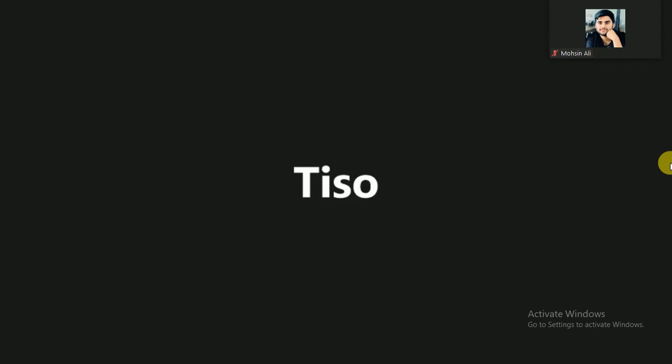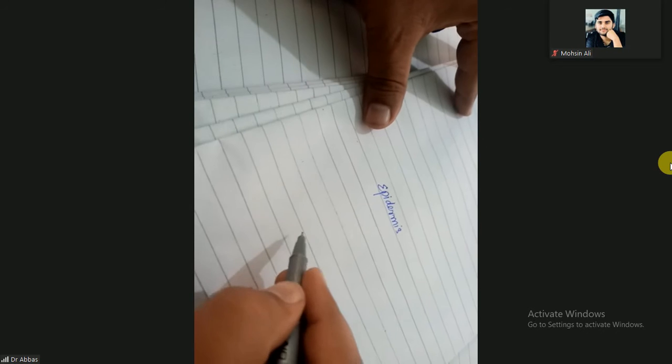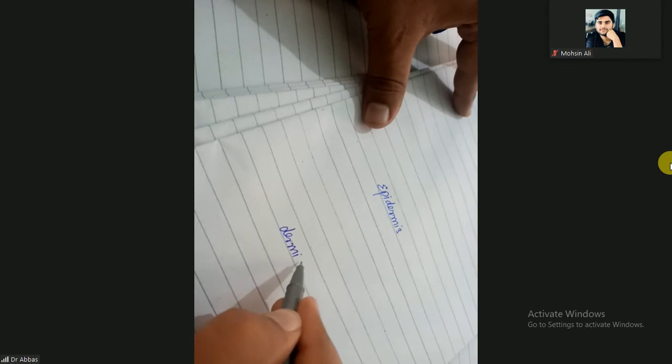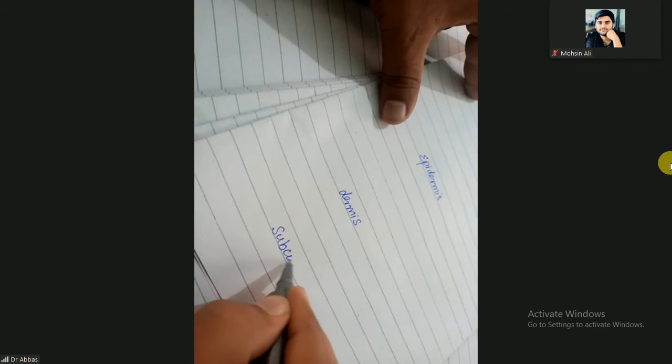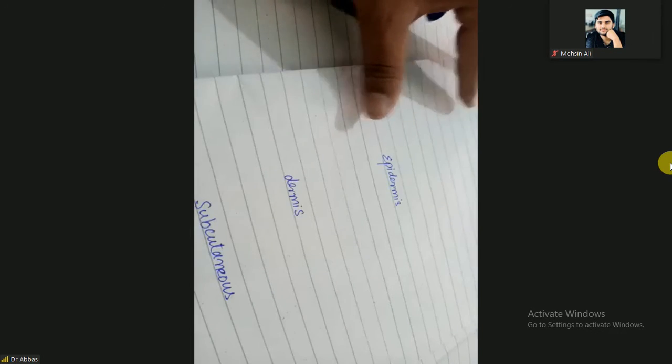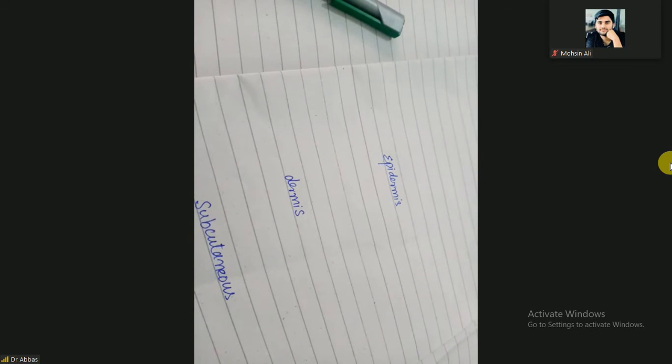We studied that skin is composed of three layers. First one is the epidermis. Next one is the dermis. And last one is the subcutaneous. Epidermis, dermis, and subcutaneous. Then epidermis has five further layers.